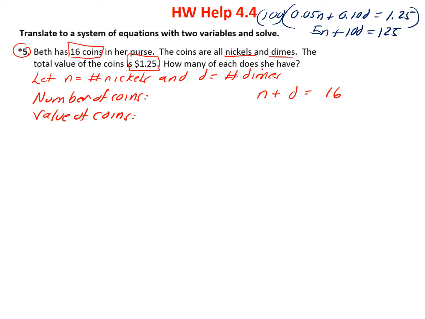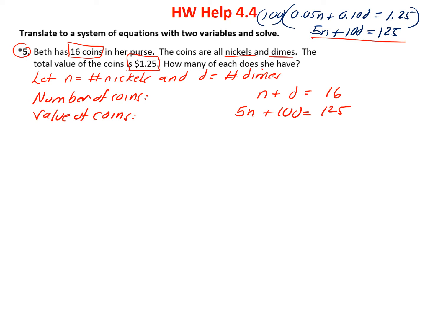Now I do that immediately in my first one by just thinking, instead of in dollars, I think cents. How many cents is a nickel? So a nickel is 5 cents, and a dime is 10 cents, and $1.25 is 125 cents. So notice I get the same thing I had up there. I just start that way.